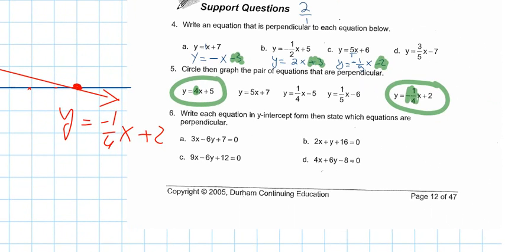And the last question is asking you to change it from standard form to the y-intercept form, and then to pick the equations that are perpendicular to each other. So I'm going to do one question with you guys. 3x minus 6y plus 7 equals 0.